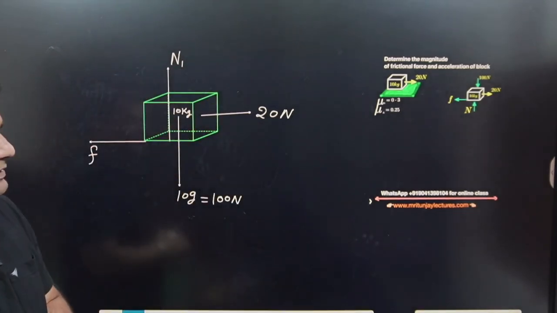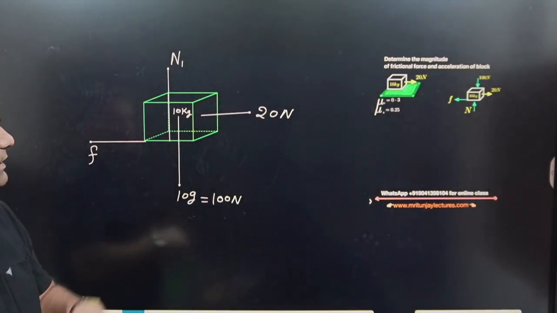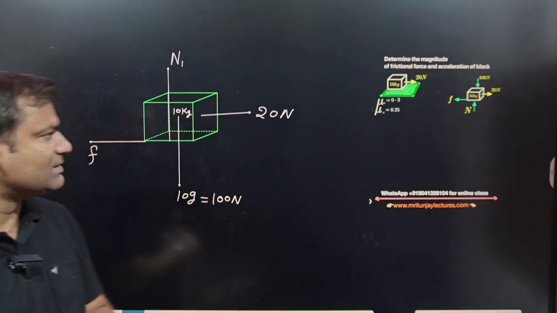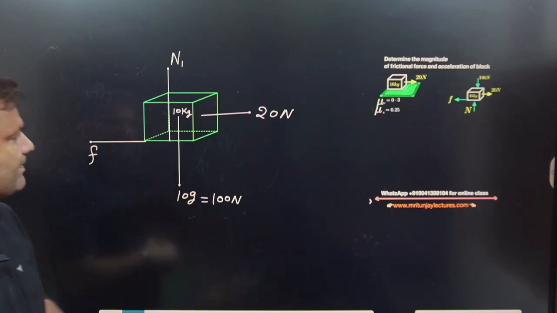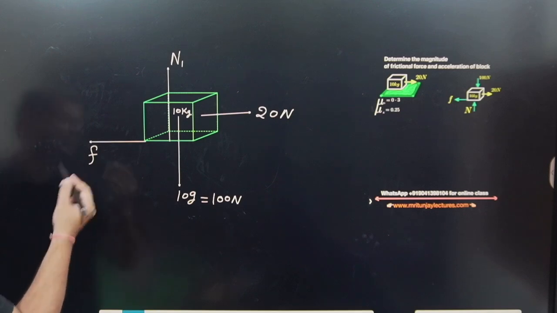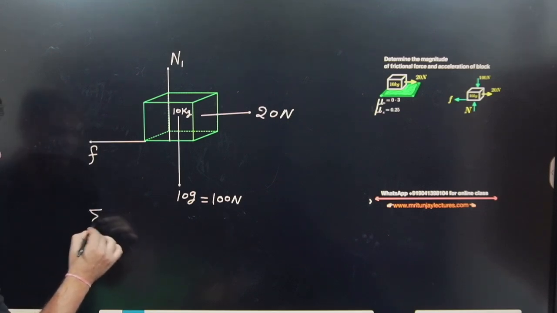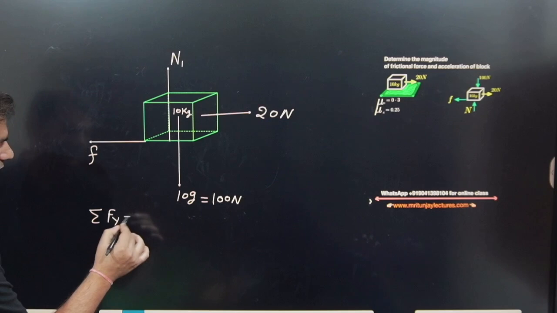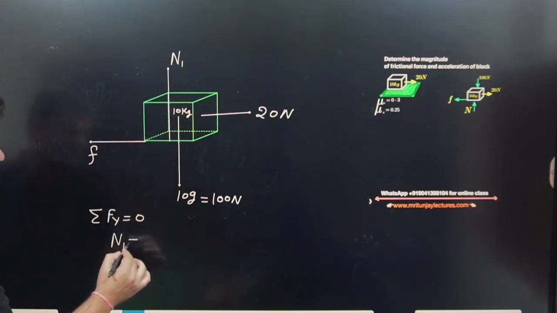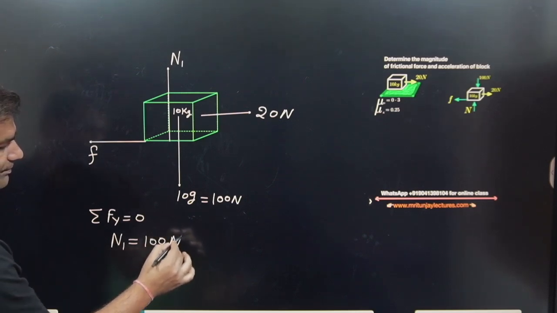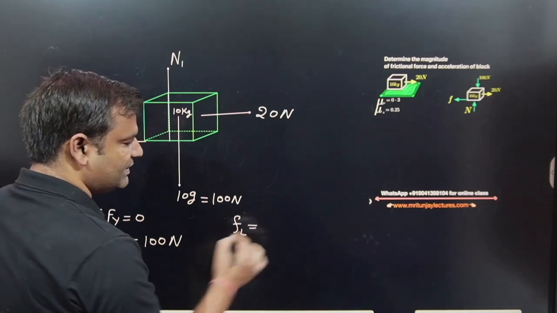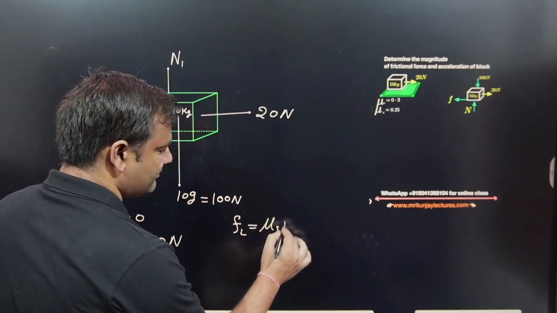Okay, 10 kg. After that, whether this block is moving or not is decided by frictional force and also applied force. Look here. What about net force in the y direction? It is 0. Net force in the y direction is 0. So you can say that N1 is equal to how much? 100 Newton.